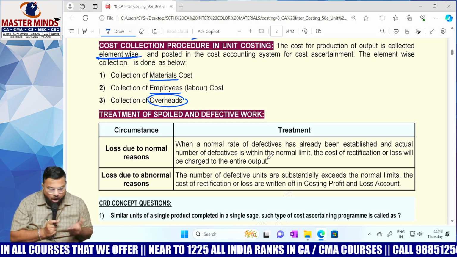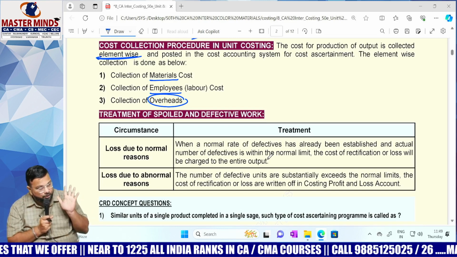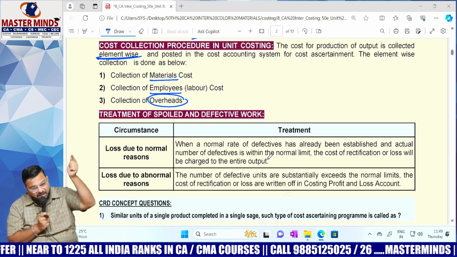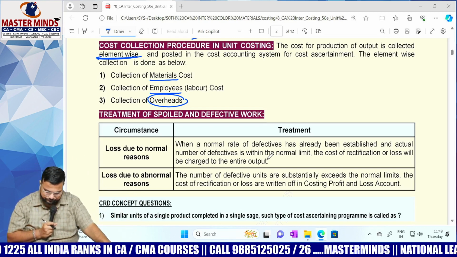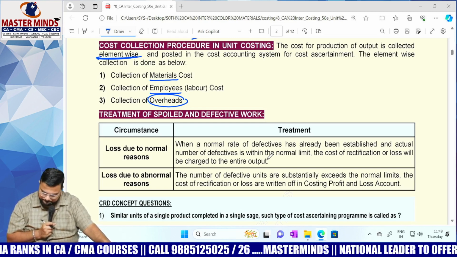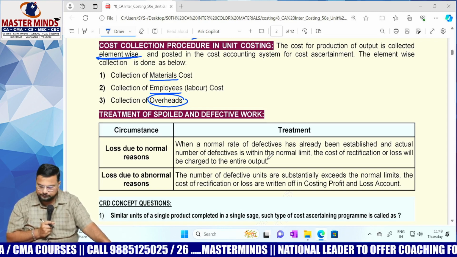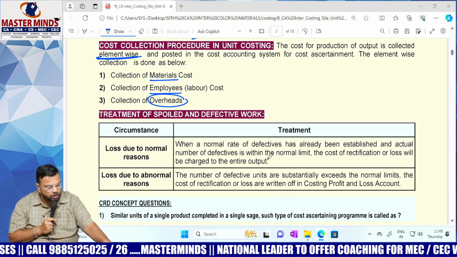That is given there. We already know what type of treatment should be given in case of normal and in case of abnormal. In case of normal, the cost of normal units will be borne by... Let us go through the same thing, Nana. Read it. Loss due to normal reasons: when a normal rate of defectives has already been established and the actual number of defectives is within the normal limit, the cost of rectification or loss will be charged to the entire output. Entire output. Any cost incurred, Nana.